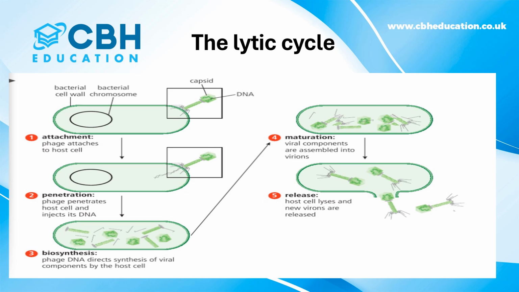The diagram presented in the slide shows the stages of the lytic cycle. In phase 1, you've got attachment. Phase 2, you've got penetration. Phase 3, you've got biosynthesis, where the phage DNA directs synthesis of viral components by the host cell. Then stage 4, you've got maturation, and then stage 5, you've got the release of the virions.